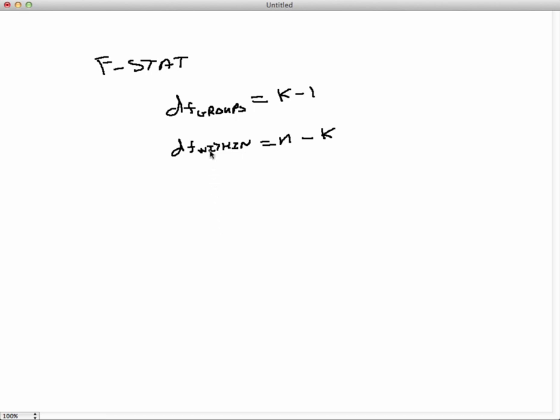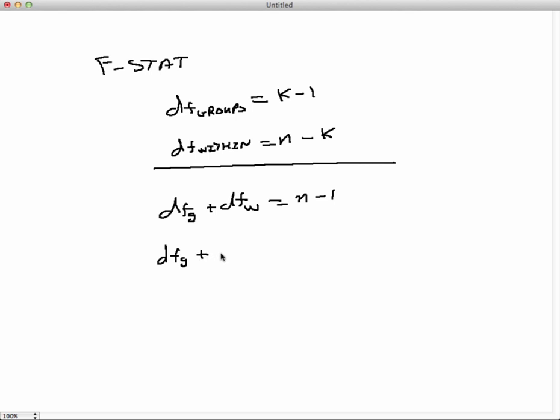So now if you take these and just add these together, in other words, if I take the degrees of freedom groups and add to that the degrees of freedom within, well, k minus k, that's going to go away. That's going to be equal to n minus 1, isn't it, right? Look, add up k minus 1 plus n minus k, and you end up with n minus 1. So what that tells me is that if I take the degrees of freedom of the groups and add to that the degrees of freedom within, and add one more to that, I'll get back n, which is my sample size. Okay, so cool beans.